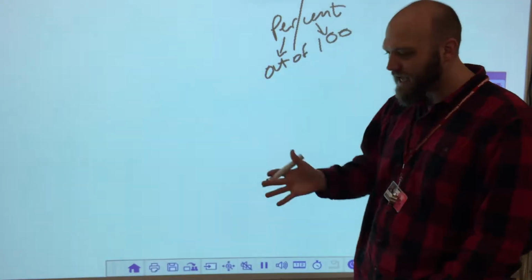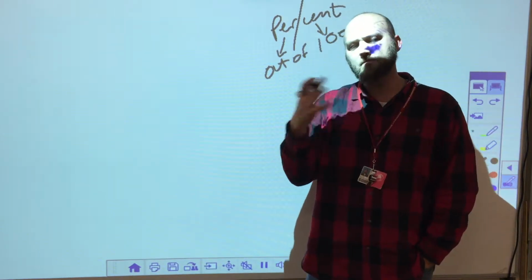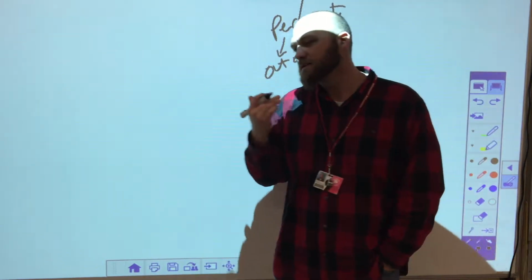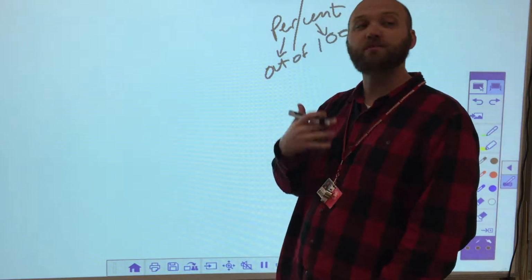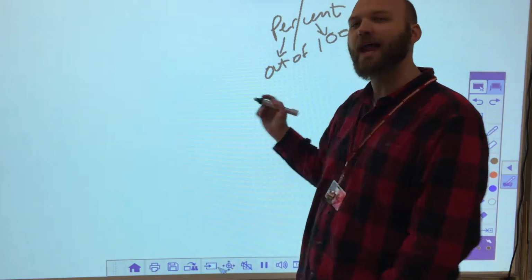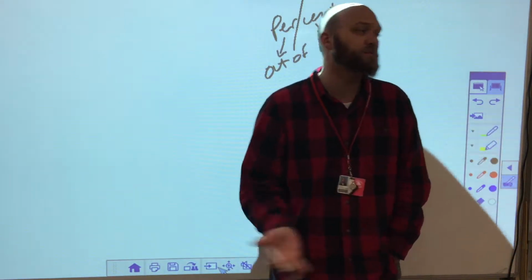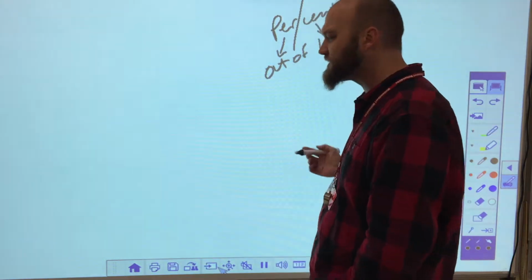So today, yesterday we looked at modeling them using a 10 by 10 number grid. We fill in the number of the percent, so 35%, I fill in 35 out of 100 blocks. Now I want to look at it as a fraction, which again, percent can be expressed as a ratio, which we know are equivalent fractions. So you can see how they're all tied together.